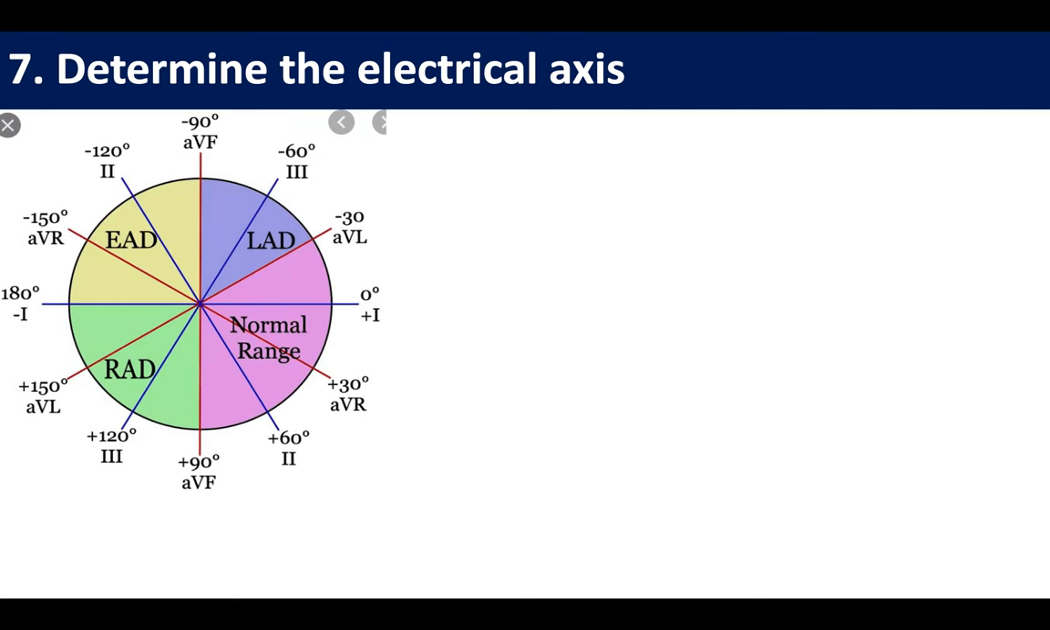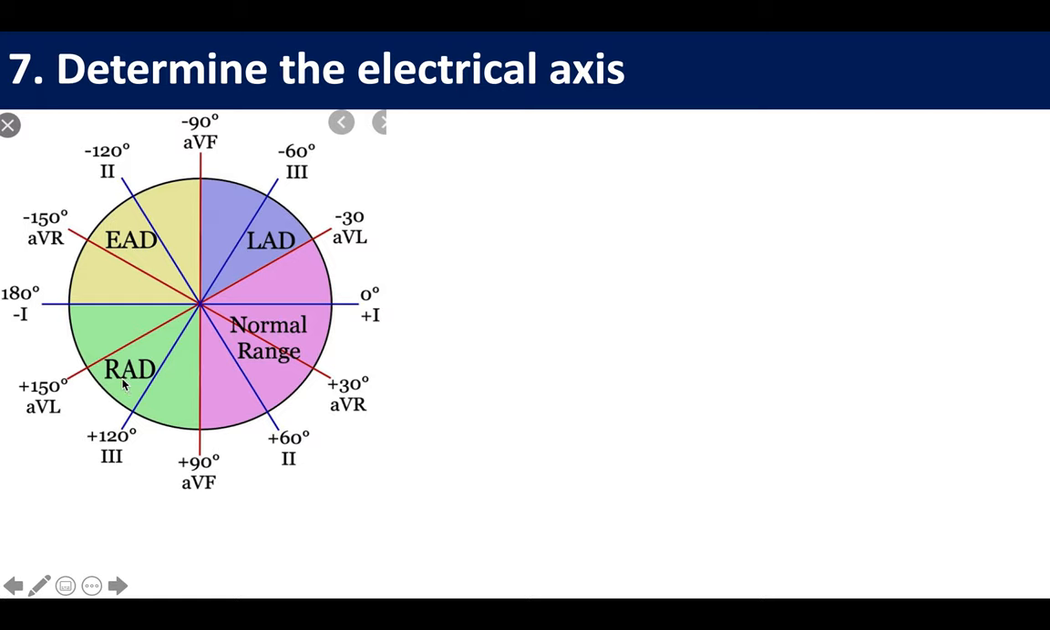7. Determine the electrical axis. The axis of the heart usually lies between minus 30 degrees and plus 90 degrees. So that's the normal range of everyone's heart, minus 30 to 90 degrees. If you find the axis is between minus 30 and minus 90, that means the patient has a left axis deviation. If it's plus 90 to minus 180, then the patient has a right axis deviation.